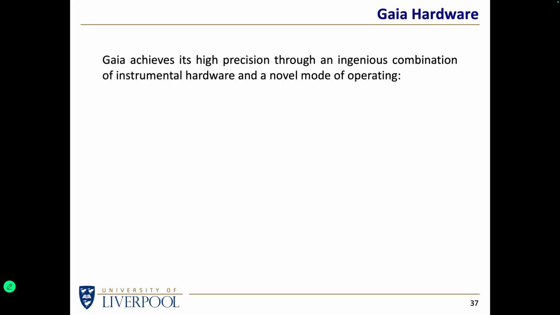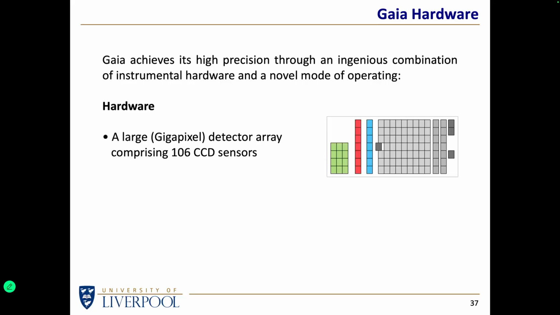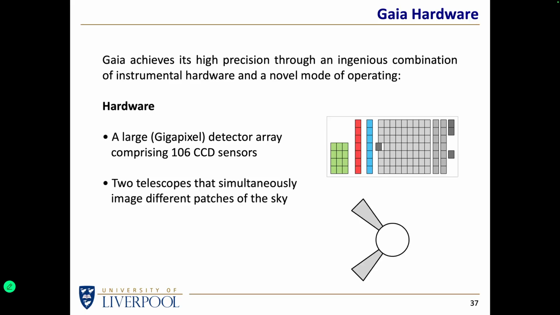Well, Gaia achieved its fantastic precision through a rather ingenious combination of the instrumental hardware that was built and a rather novel way of operating. So let's have a look at those. Firstly, the hardware. There's a large detector array comprising close to 1 billion pixels. It's actually made up of over 100 CCD sensors. CCDs are charge-coupled devices. We'll see how they operate shortly. This detector was built by E2V in the UK.